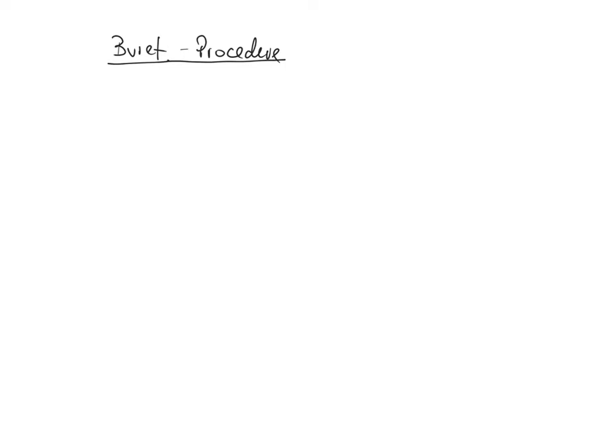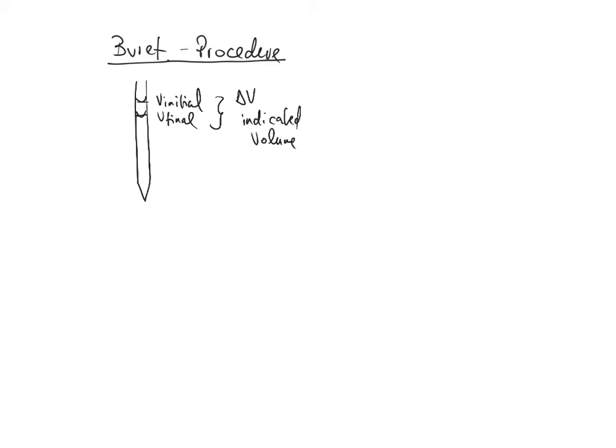Let's take a little look at the procedure for the burette. In the burette, we always have an initial volume. Remember, we read the bottom of the meniscus, and a final volume. Now, when you read the difference in volume, that is typically, you guessed it right, the indicated volume. Now, how do I figure out what the actual volume is? Well, I'm going to take an Erlenmeyer flask and weigh the mass of the Erlenmeyer.